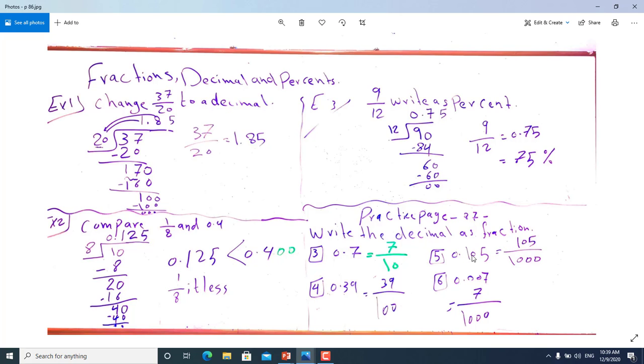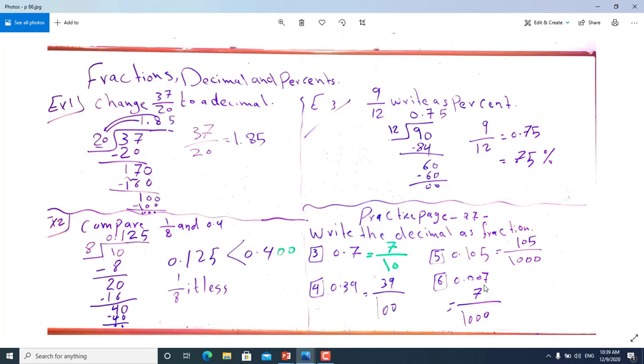Tens, hundreds, thousands. So it's thousands. We write thousands for the denominator. And then we have 0.39 as a decimal number. We write 39 on top, and it is in the place tens, hundreds. So for the denominator we write hundreds.